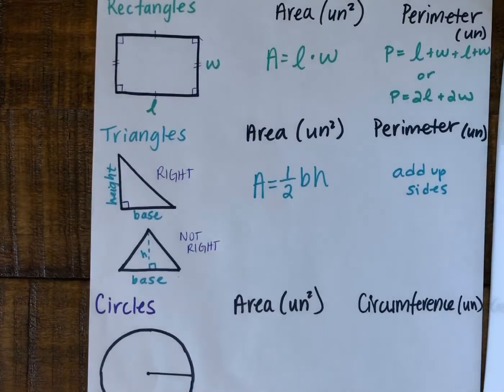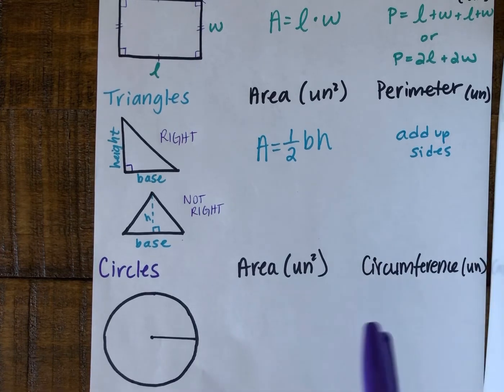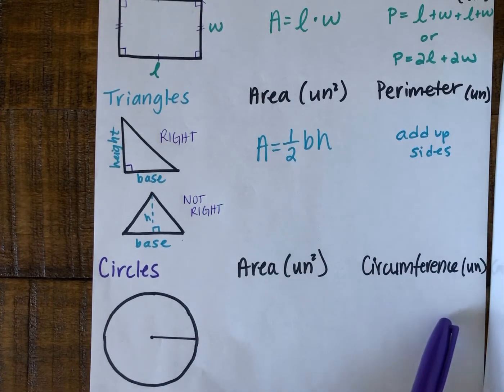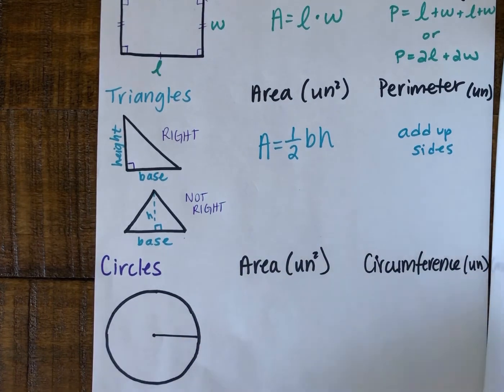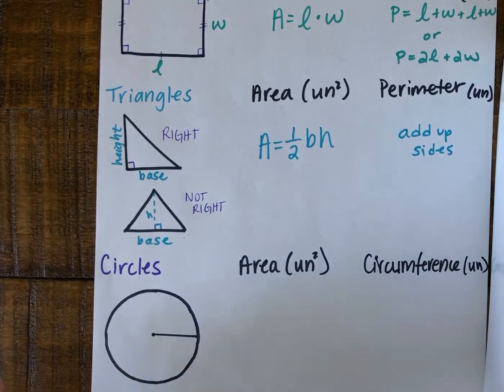Our last shape we're going to look at is circles. So we just spent a long time talking about circles, and hopefully you remember our formulas for area and circumference. Circumference is basically the perimeter of a circle, except perimeter is always add up the sides, but circles don't have a side. So that's why we don't call it perimeter. We call it circumference because it's special.